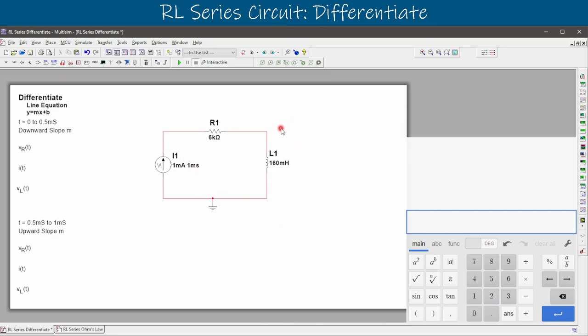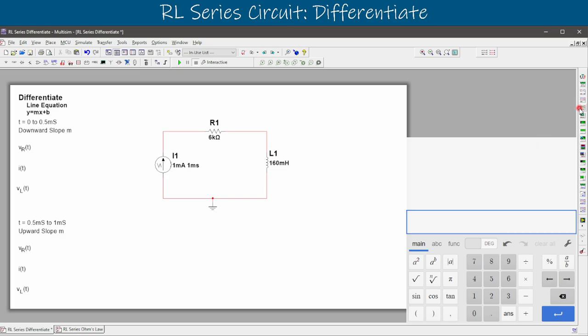Next we want to measure the voltage drops across each one of those. That way we can find the slope of our triangular waveform. That's what we look for first, and we're going to do two of them. We're going to do from 0 to 0.5 milliseconds, which is half of our cycle, and that should be the downward slope, our m. Then we'll evaluate our inductor voltage drop for both our inductor and our resistor, and the current flow. Then we'll do the same thing for the upward slope, which is the other half of our signal from 0.5 to 1 millisecond.